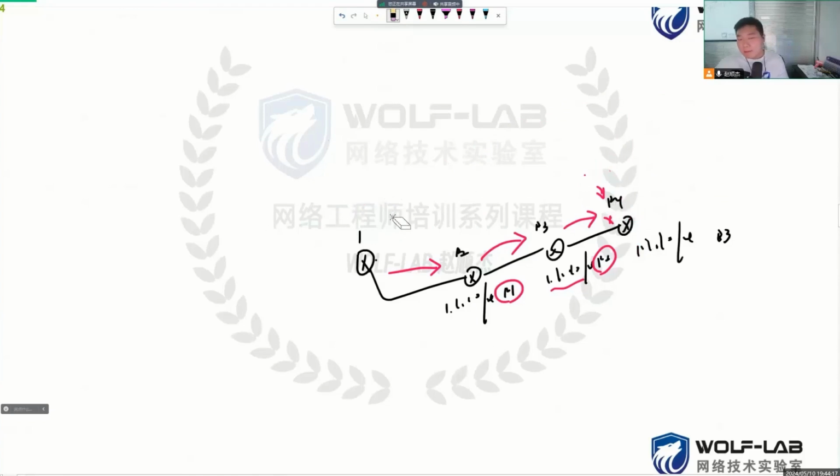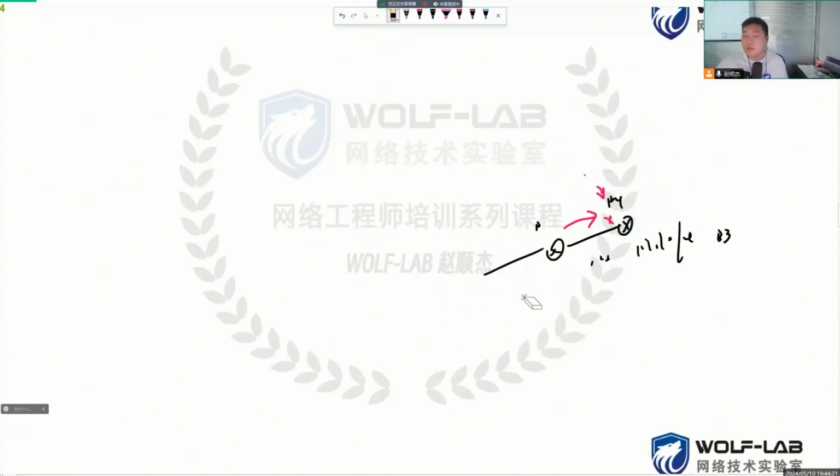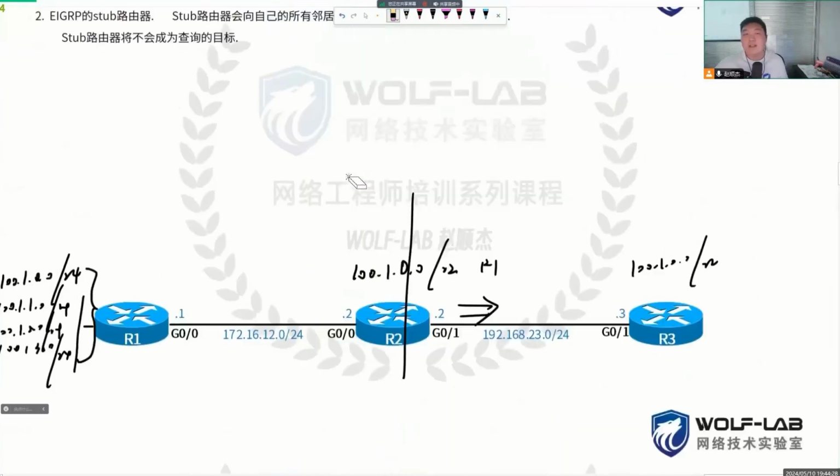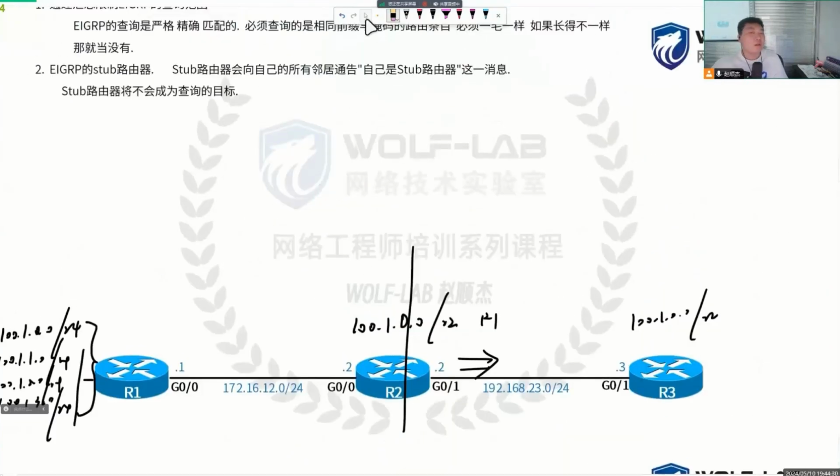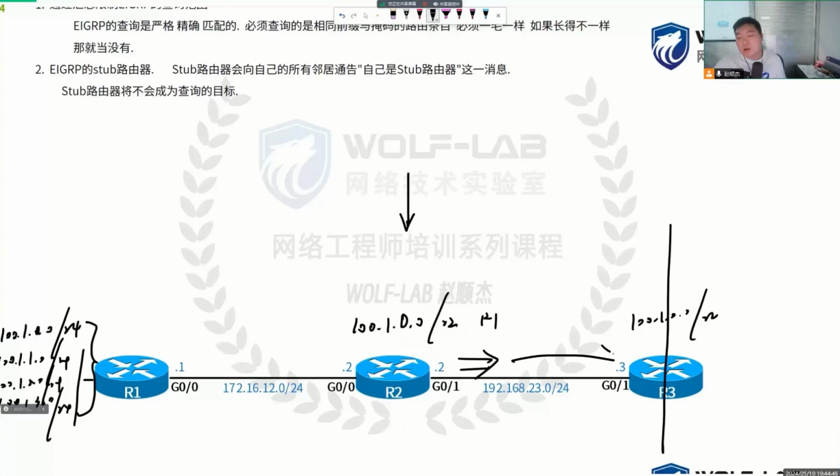Of course, this stub router doesn't necessarily have to be configured on an actual boundary. I can also make a router in the middle of the network become a stub router. This stub router is an identity, so you can make a router consciously become a stub router. After I receive a query message, if I have no other EIGRP neighbor relations, I know I am the boundary of our network, so I directly reply with a reply. This is consciously becoming a stub router.